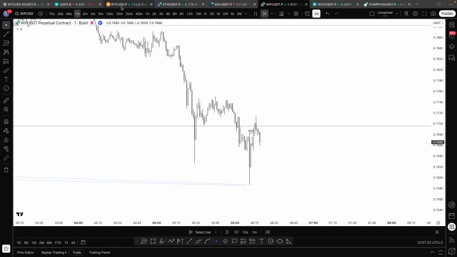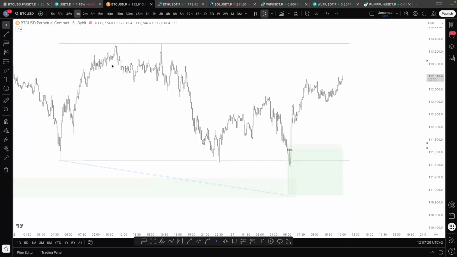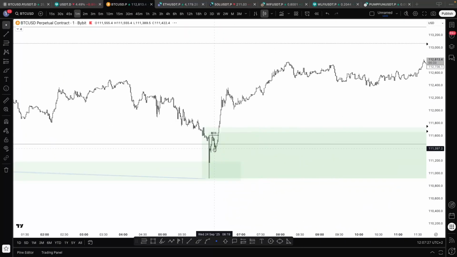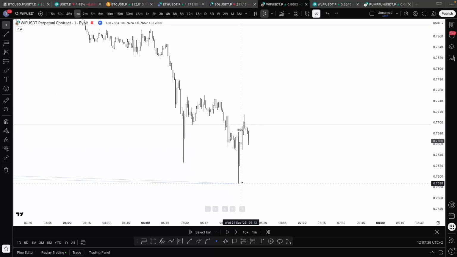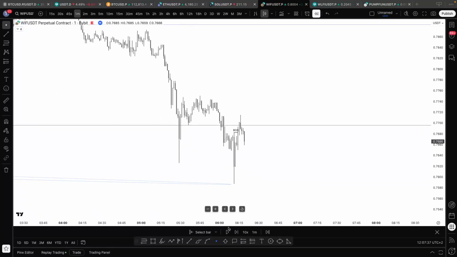But at 6:15, Bitcoin was not confirmed yet. At 6:15, Bitcoin was right here. It was wicking the break of structure, so it wasn't confirmed. It was only confirmed at 6:25. So what did I do? I waited till Bitcoin was confirmed.